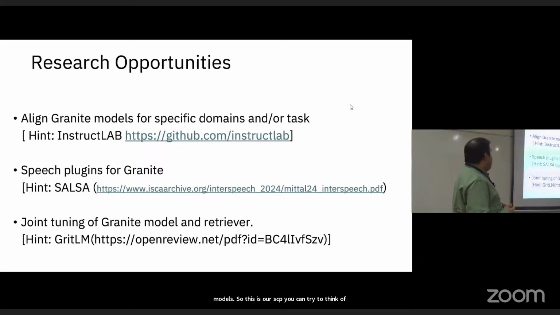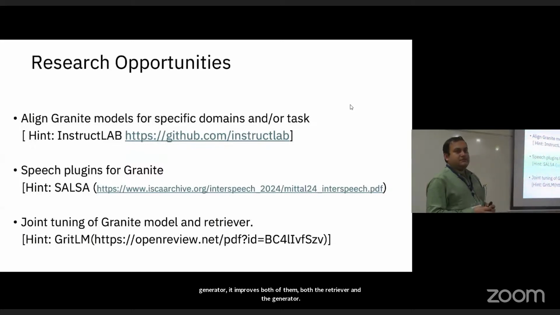And then this is more of a real research thread: joint tuning of the Granite model and retriever, where both of them can receive feedback from each other and tune each other better. The work I would refer to is GritLM, which tries to do something of that sort and shows that if you're trying to jointly tune a retriever and generator, it improves both of them, both the retriever and the generator. Okay, so I will pause here.